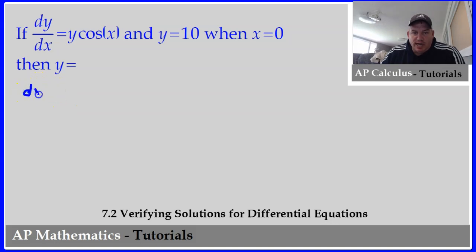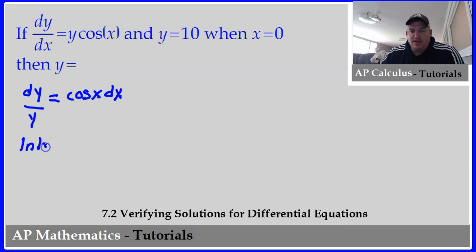We're going to say dy over y is going to equal cosine x dx, by multiplying both sides by the dx. And then we're going to integrate both sides, and the left hand side gives me the natural log of absolute value of y, and then my right hand side gives me sine x plus c. Can't forget the plus c.